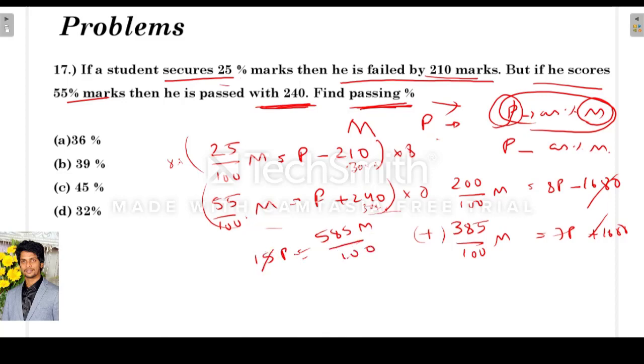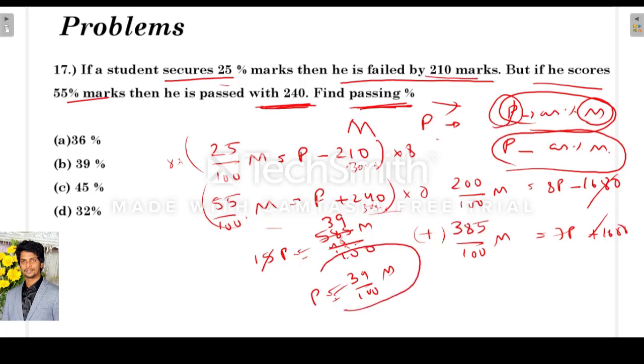So 15 ones are 15, 15 threes are 45, 135. So 15 nines are 135. So p is equal to 39 by 100 into m. So we have to find out this only, p as a percentage of m. So here p as a percentage of m only it is being shown. So p is 39% of m. So 39% is our answer.